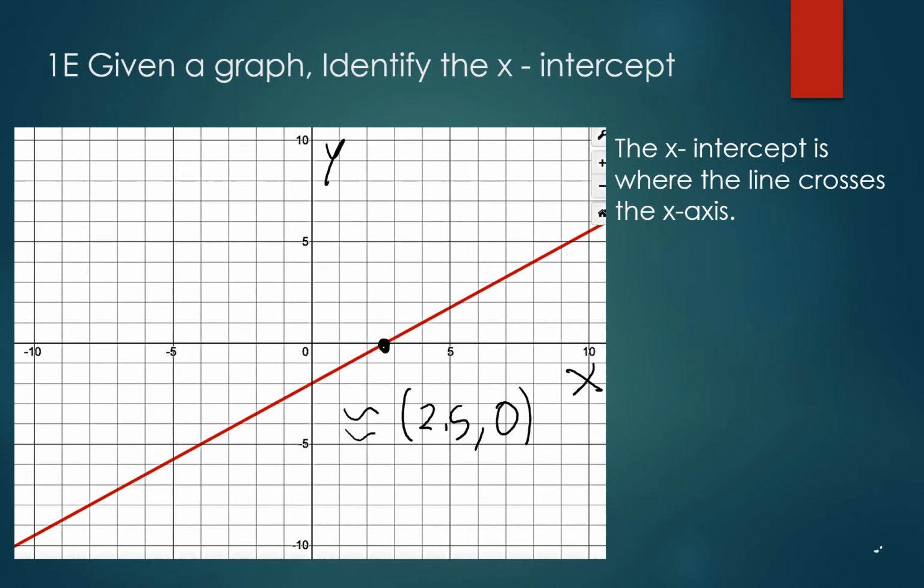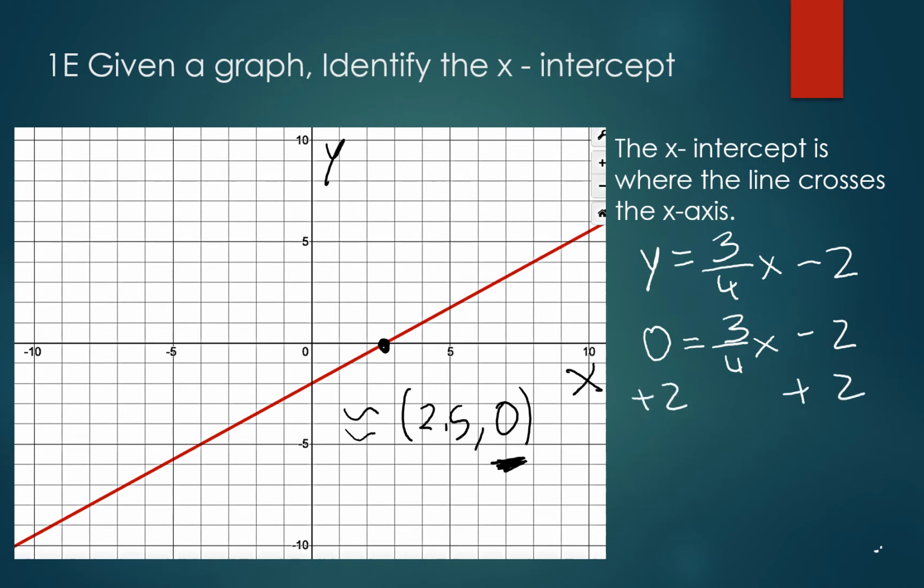I would like to know the exact number. So I'm going to use my equation that I found in the previous slide. Y equals 3 over 4 x minus 2. So I know for sure that my y is 0 if you go back. So we know that this number for sure is always going to be 0 for my x-intercept. So I could go back and substitute 0 here. And then I could solve to get my x-intercept. So I'm going to do my additive inverse, plus 2 plus 2.